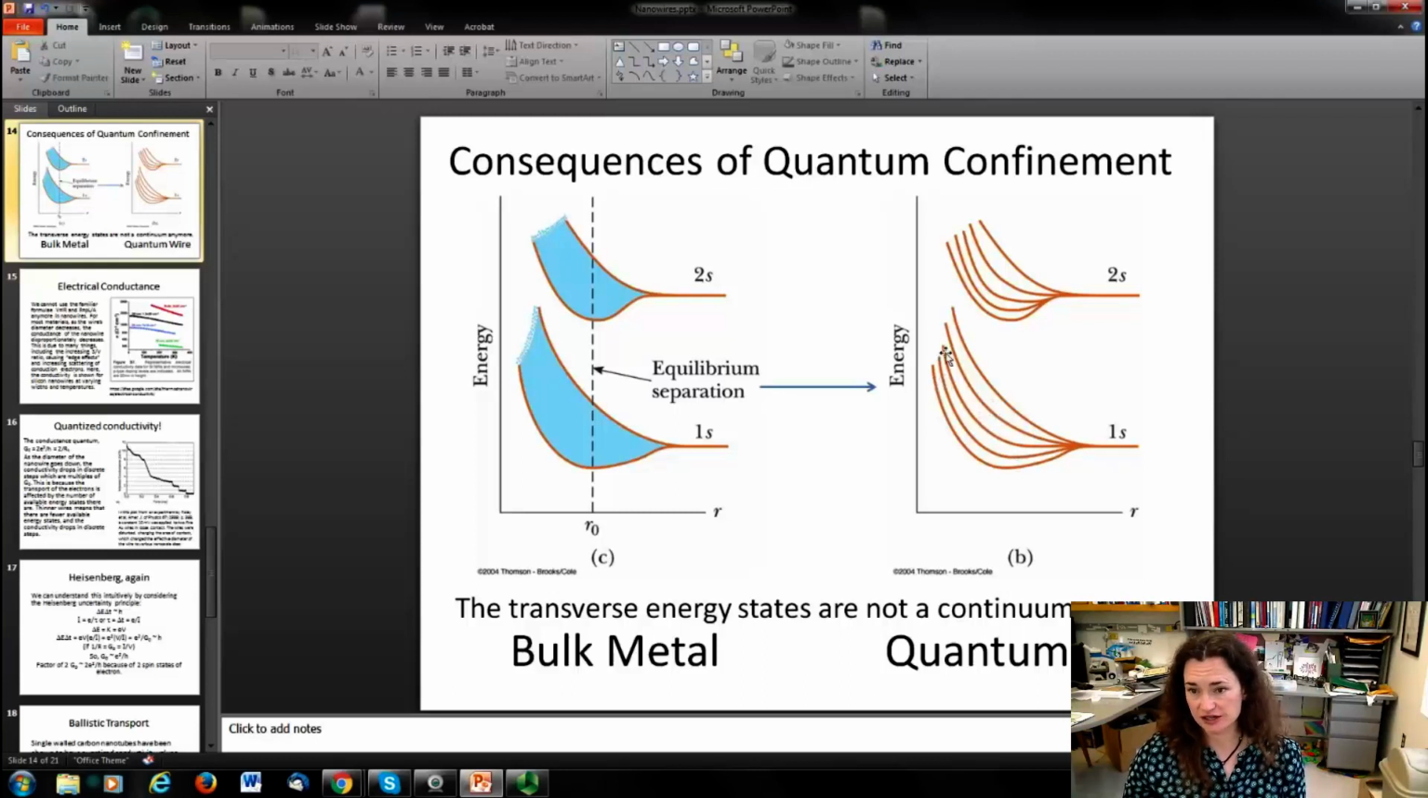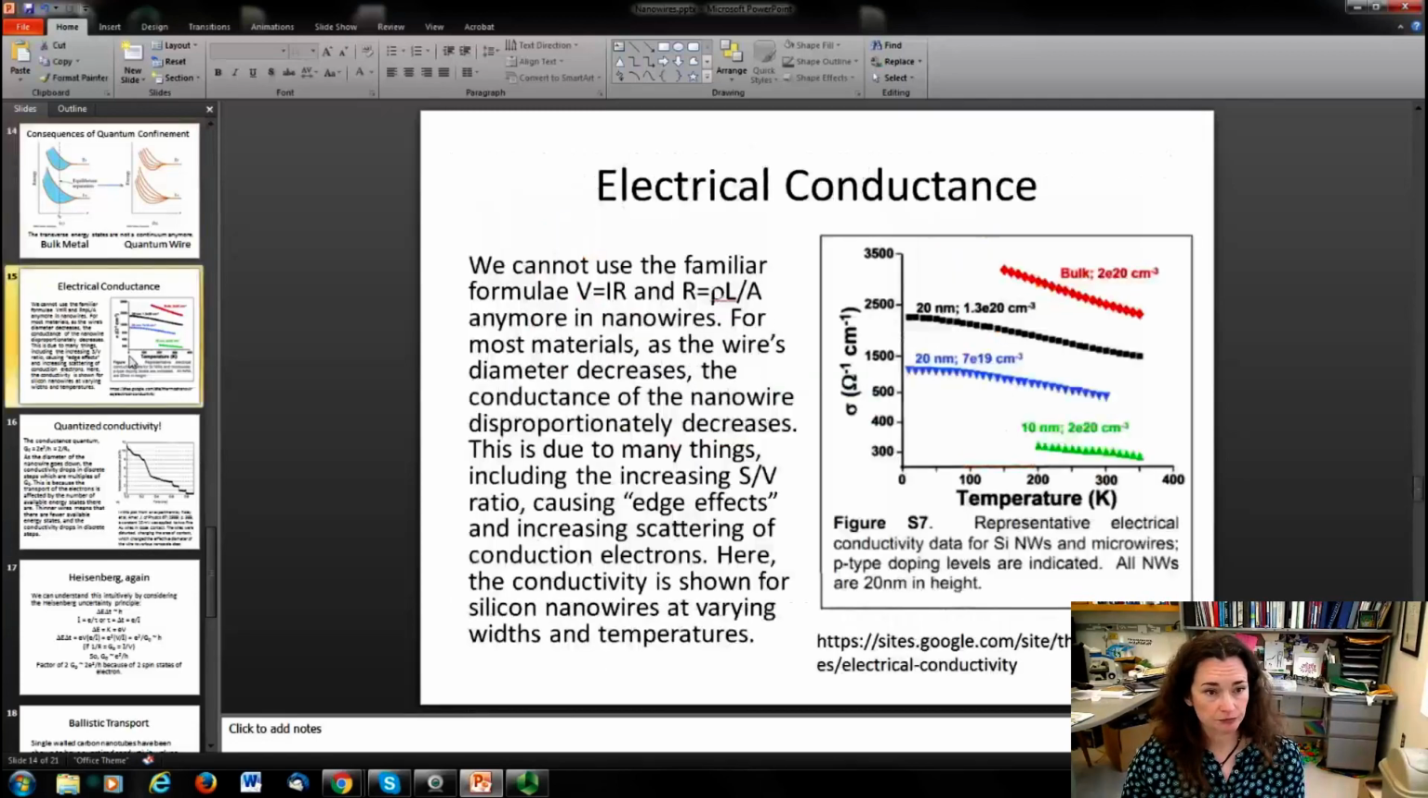There's actually decent sized jumps, okay? So you're not going to be able to look and see a continuous situation anymore. You'll see more of a discretized energy level situation, which leads to quantization of your conductance values. Okay, so that means that we can't use the familiar formulae that we got in our introductory physics courses anymore.